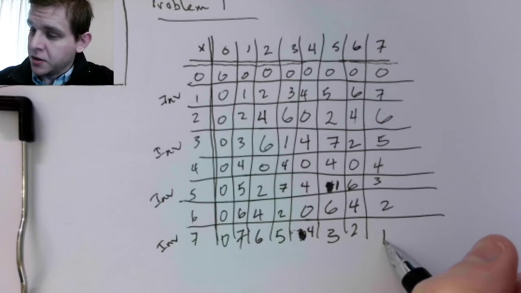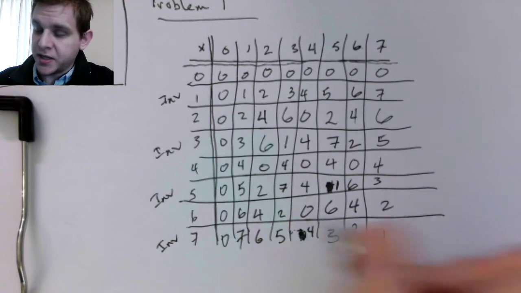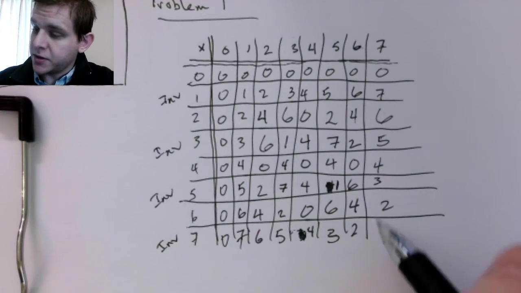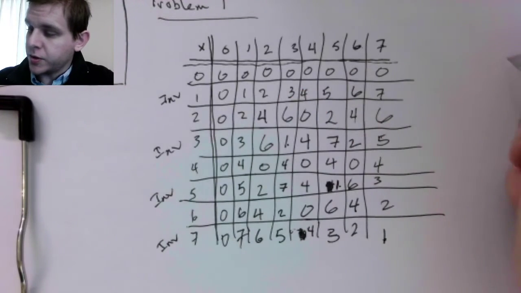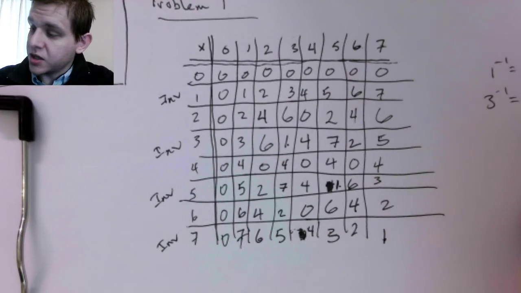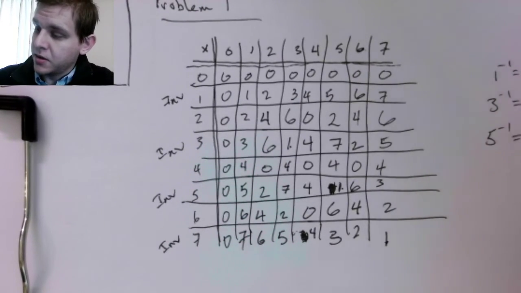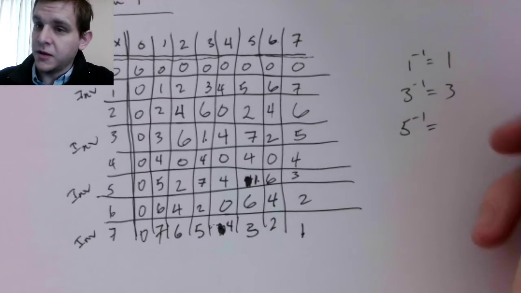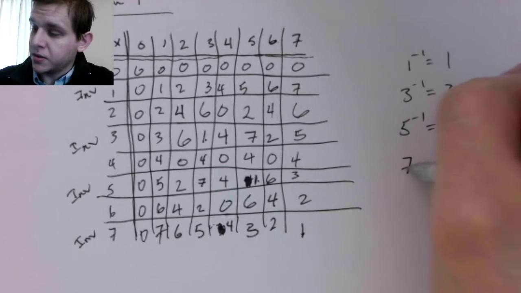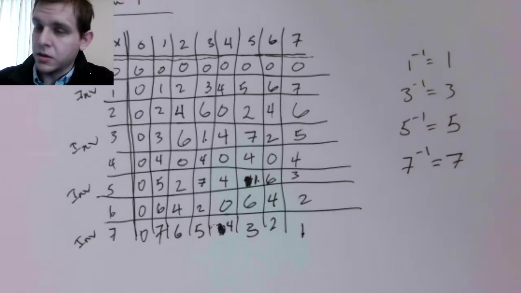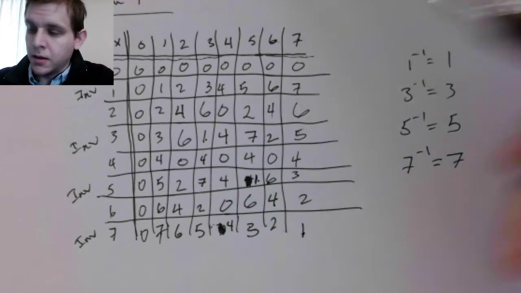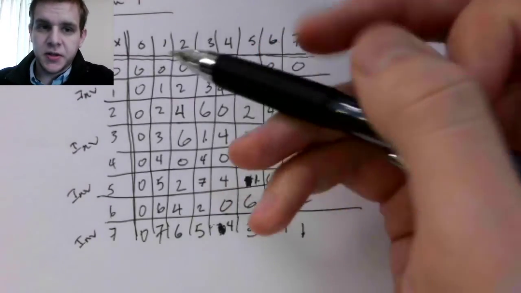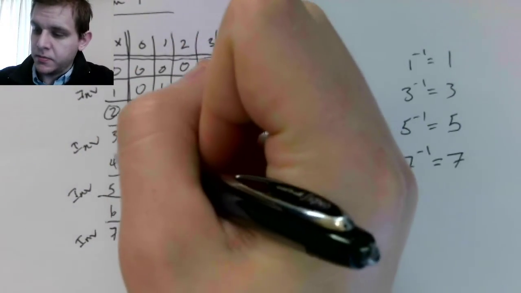And I just need to find what number when I multiply it by 7 gives me 1. So 7 times 7 is 1, 5 times 5 is 1, 3 times 3 is 1, 1 times 1 is 1. So this is something that doesn't always happen, but does happen modulo 8: the inverse of every invertible number is just that number back. Now, the zero divisors are exactly the even numbers.